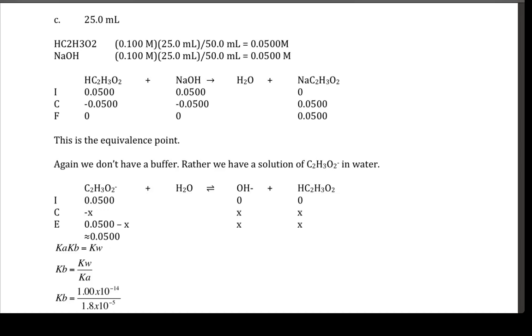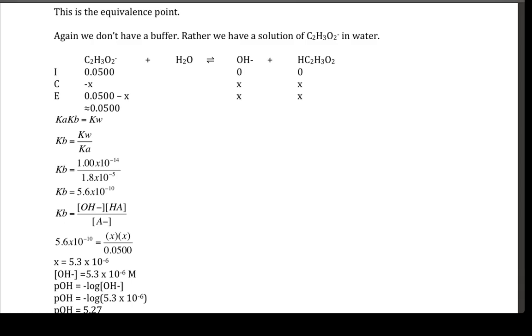It's going to interact with water. Being the base, it's going to take an H plus from water to a small extent, leaving behind OH minus and forming HC2H3O2. So we put in our initial amounts in our ice table, our change, our equilibrium amounts. We also have a Kb kind of reaction because we're producing OH minus. So what we have to determine is the value of Kb.